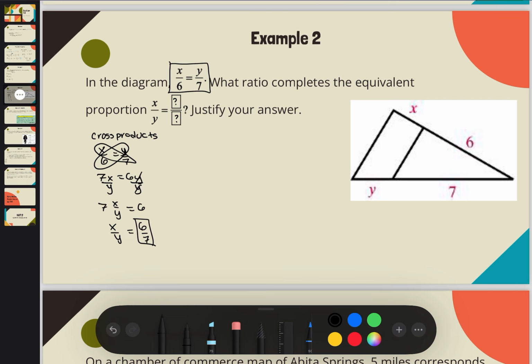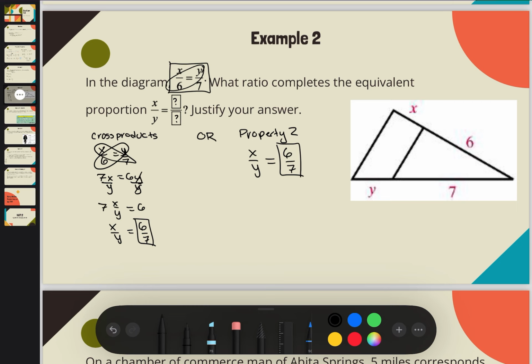All right, so this is the answer we're looking for to fill in those two empty boxes. x over y equals 6 over 7. But property 2, way quicker. Property 2 just says swap the means. If I want to figure out what x over y is, well, let me swap the means, and it'll tell me that it's 6 over 7.